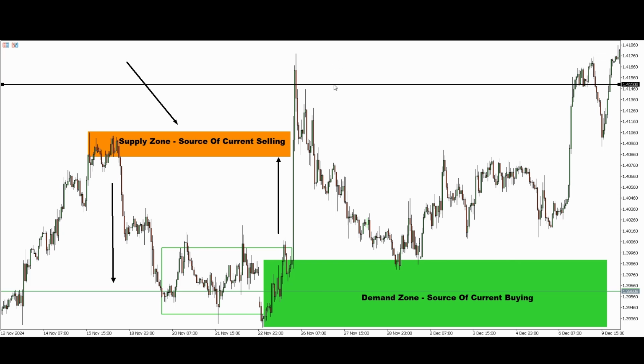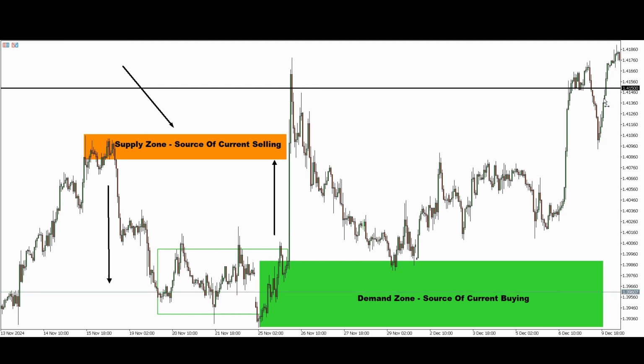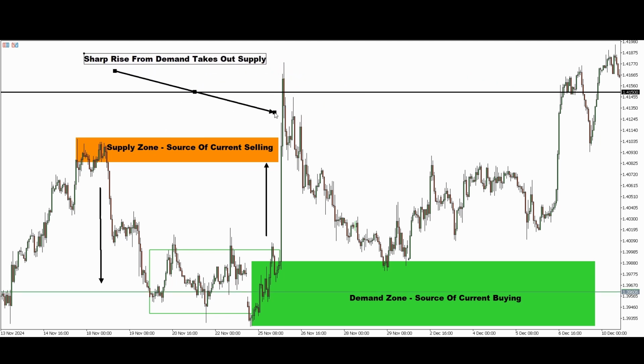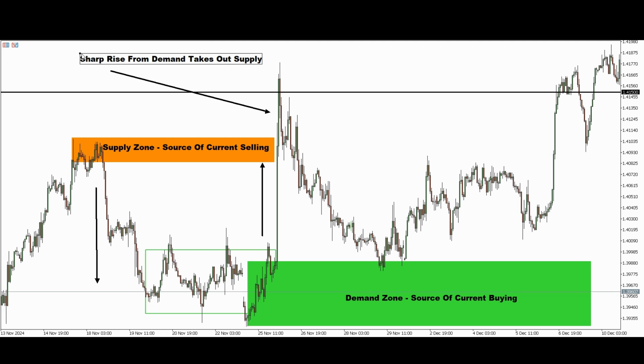This isn't a small crawl, this isn't hesitation, this is a clean, vertical displacement, exactly what institutional buying looks like. This move shows a strong imbalance, eager buyers, a willingness to absorb all available sell orders, and zero interest in hanging around. This is the type of departure we want to see from a high-quality demand zone.